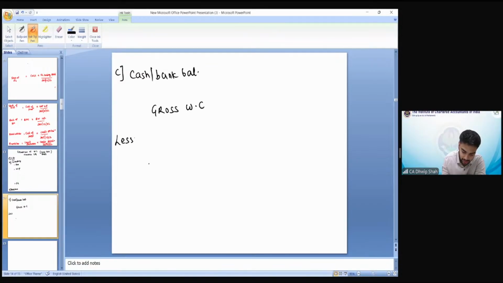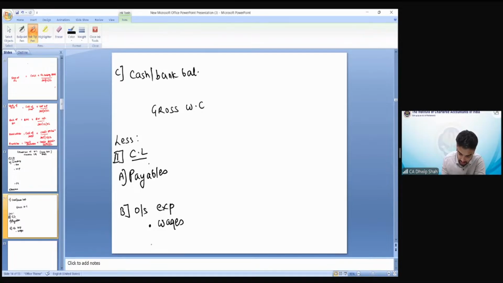From this, we will subtract current liabilities. Current liabilities, first it would be payables. Then we have outstanding expenses. Outstanding expenses, wages and overheads. Okay? So our format is ready.